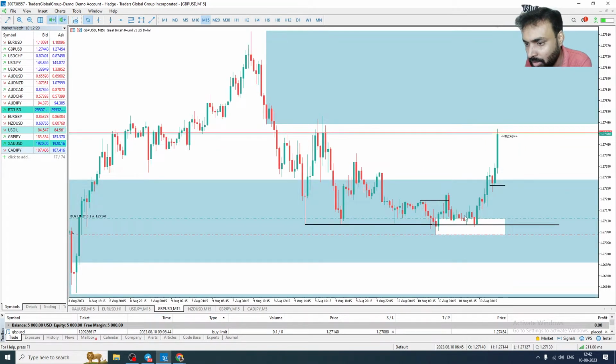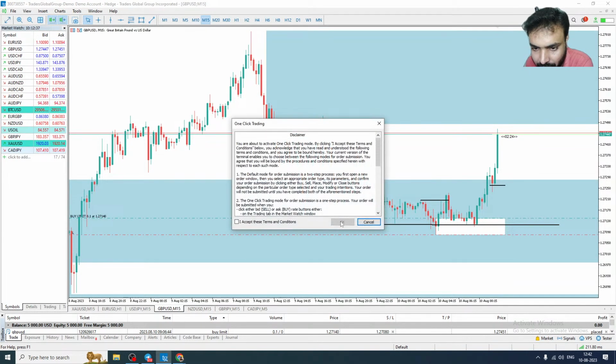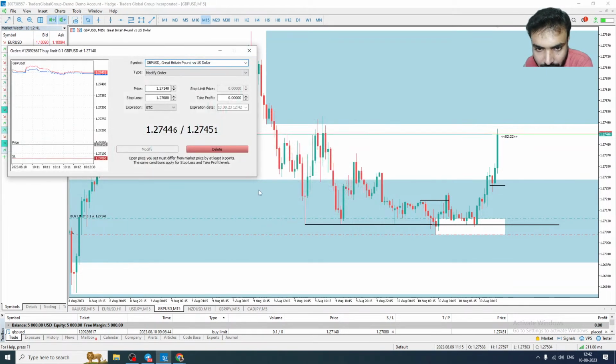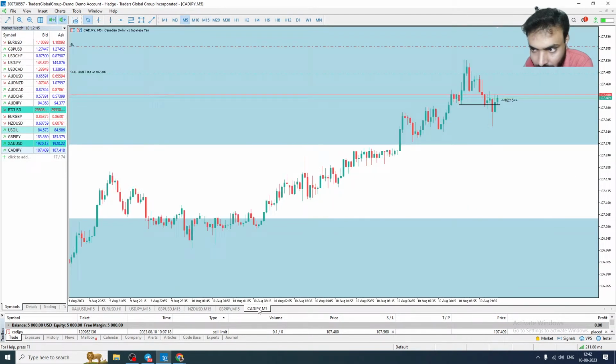GBP JPY, GBP USD also it's like flying, right? So there is no point in keeping this trade, this entry, because it's gone from here. It will take some time to come back here. So let us delete this entry. But remember this entry, in future we can take a trade. Let's delete this entry. Sorry, what happened? Yeah, delete. So I have deleted this entry.